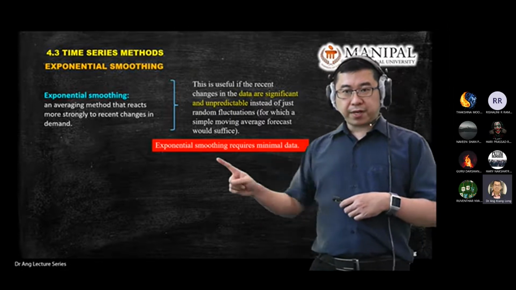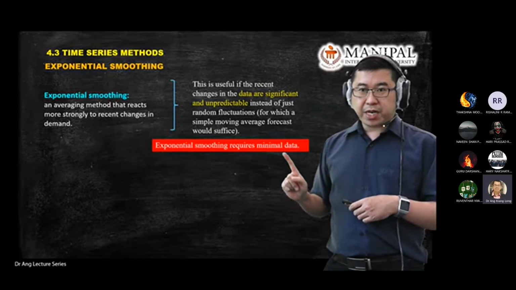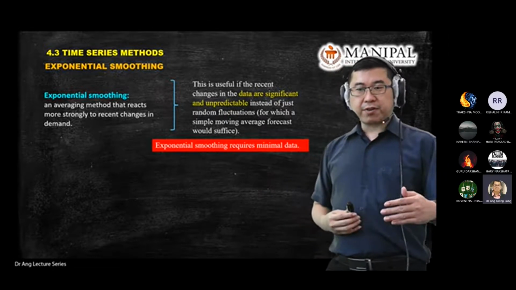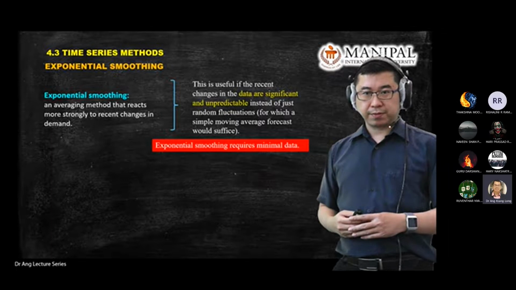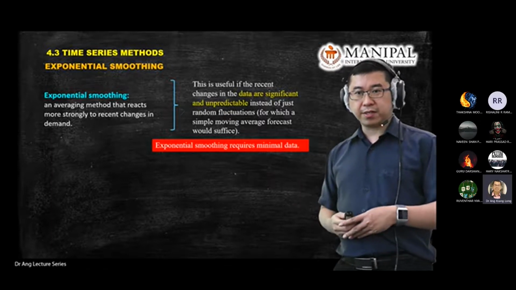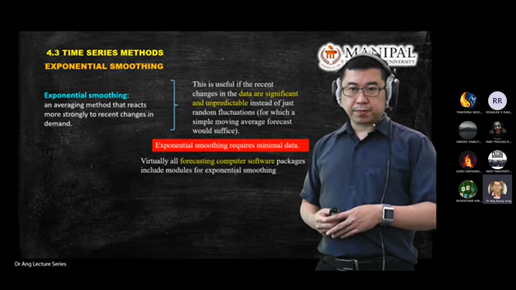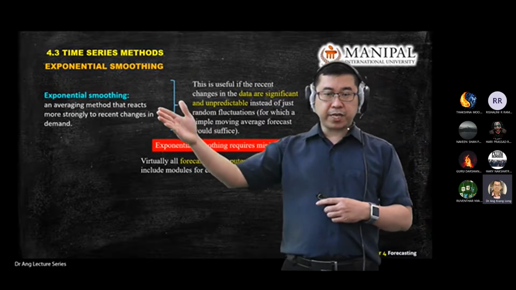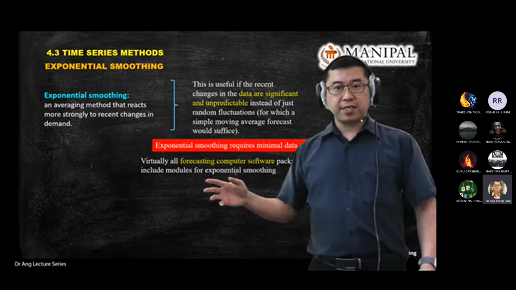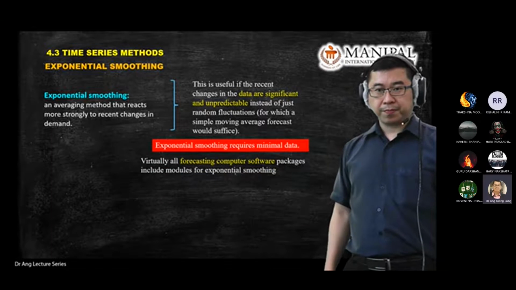And one of the benefits when you learn exponential smoothing later is that it requires minimum data compared to the previous two methods that you learned, weighted average and moving average. This one needs a lower number of data. And nowadays, if you use computer software to do forecasting, exponential smoothing is one of the default functions inside the software itself. Okay.